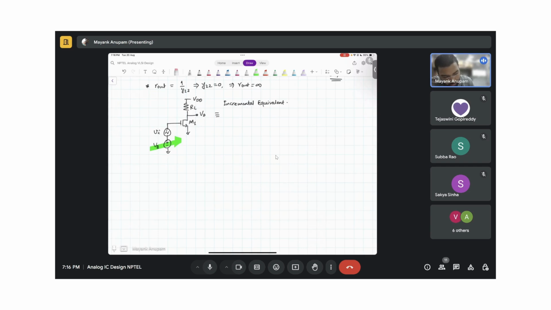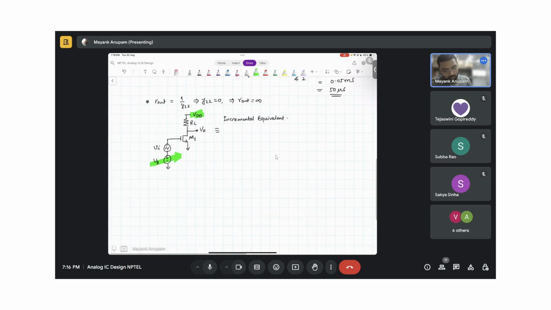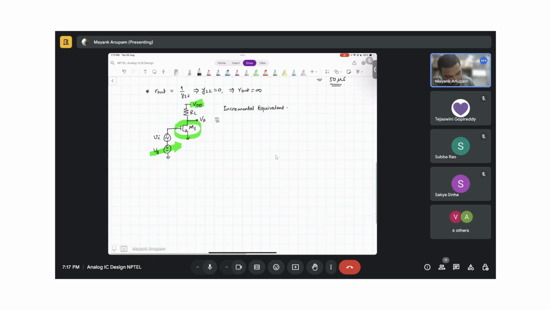So where are the DC voltages here? This is one, this is another one, right? These two you have to short. Fine. And also you have to replace this MOSFET with its incremental picture. Got it? So let's try it once. This VB I have to short, right? So VB shorted here. VI I cannot short because that is a small signal only.